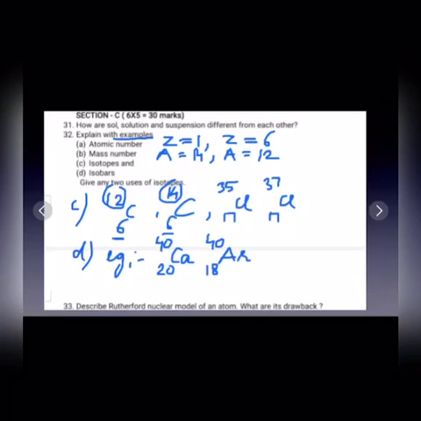Nearly all the mass of an atom resides in the nucleus. Second point is the electrons revolve around the nucleus in well-defined orbits. And the third feature is the size of the nucleus is very small as compared to the size of the atom. So this you have to write in the Rutherford nuclear model of an atom. And what are its drawbacks? In drawbacks, simply you have to write that he was not able to explain the stability of the atom. So this was its drawback.